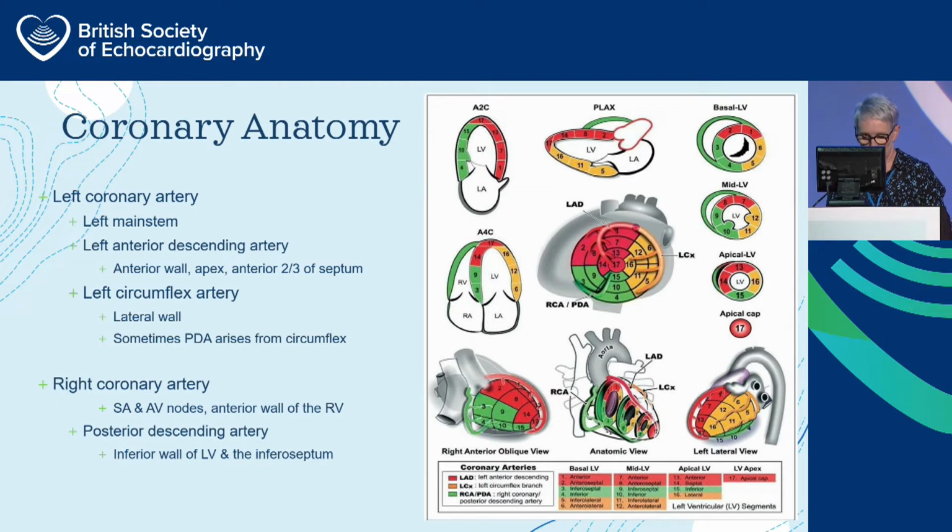The right coronary artery in most patients supplies both the sinoatrial and the atrioventricular nodes and the anterior RV wall, and it gives rise to the posterior descending artery supplying the inferior wall of the left ventricle and the inferoseptum. And this is a really nice diagram which I pinched from my head of training, which demonstrates that 17-segment model on the coronary arteries by colour code, which is really nice as a learning tool.